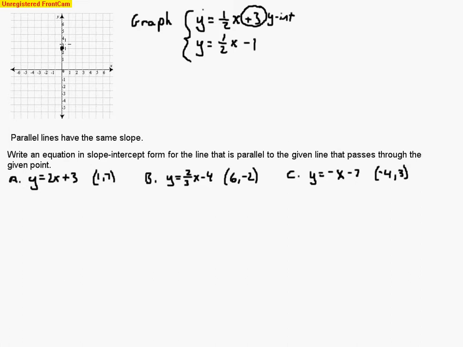And then we're going to use the slope. The slope of this line is 1/2. What that tells me is I'm going to go up 1 space and over 2 spaces. And I can do that again until I run out of room. So up 1 and over to the right 2 spaces.